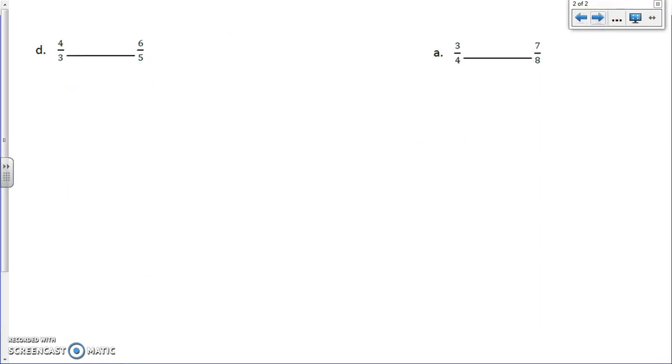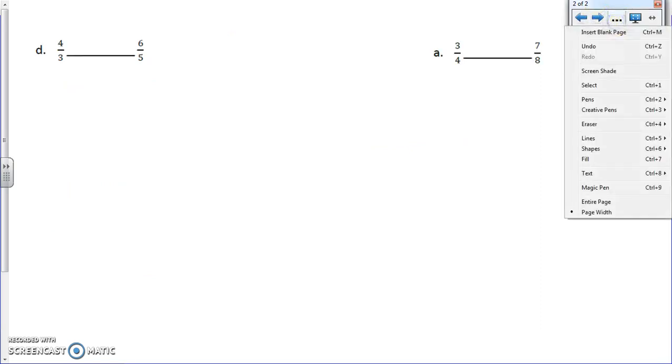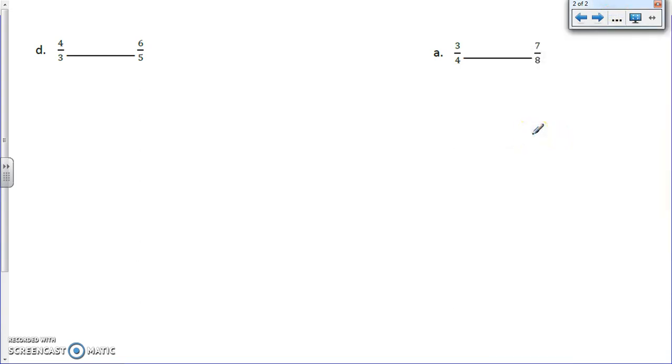Now, for this one, I'm going to use the same idea to help myself. I'm going to start with 4/3. So I'm going to look at 4/3 and 6/5. I notice I do not have the same denominator. If I ask myself, does 3 times something equal 5? The answer is no. So now I can just go ahead and multiply the two denominators. When I do that, 3 times 5, I get 15. So I need to turn both of these fractions into a denominator of 15.